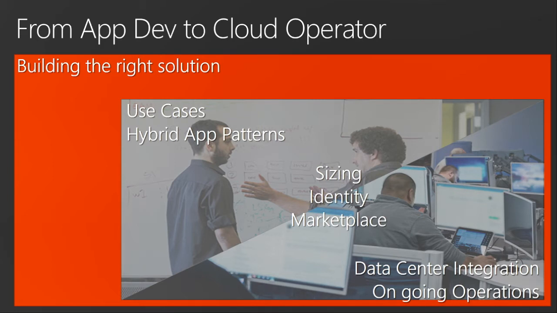It's important to make sure that you understand the use cases that you have in your company and your business, and your stakeholders, for what problem they're trying to solve as a business. And you also want to know what hybrid application patterns they're trying to build. What are the app patterns that they want to deploy? Then based on that, you start thinking about sizing.